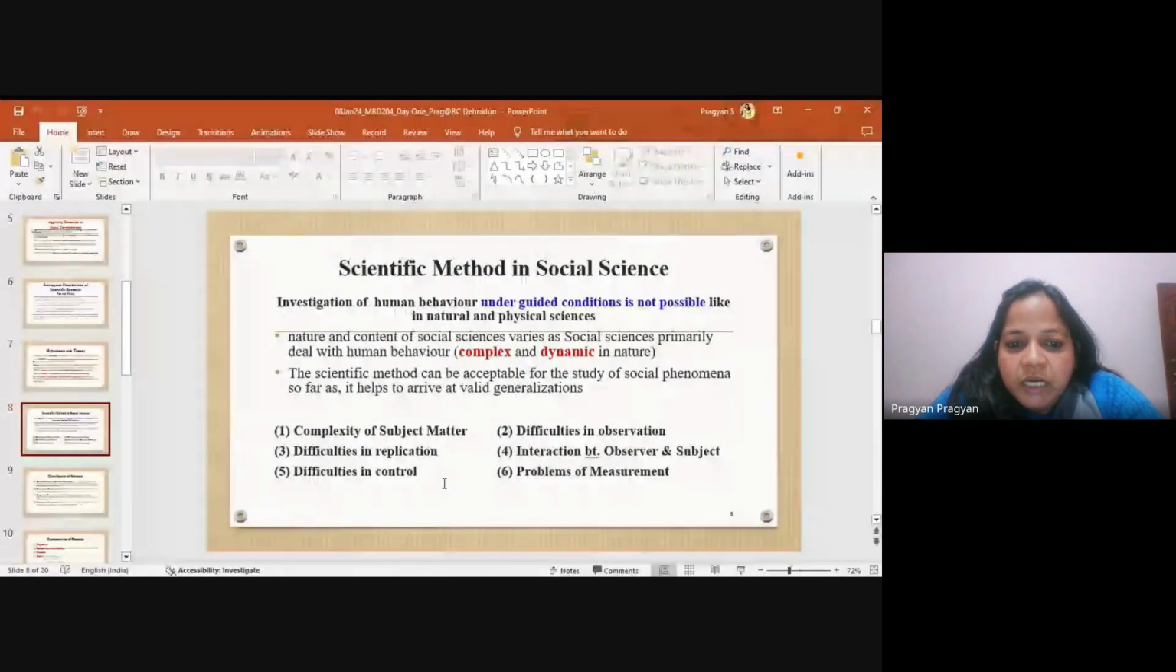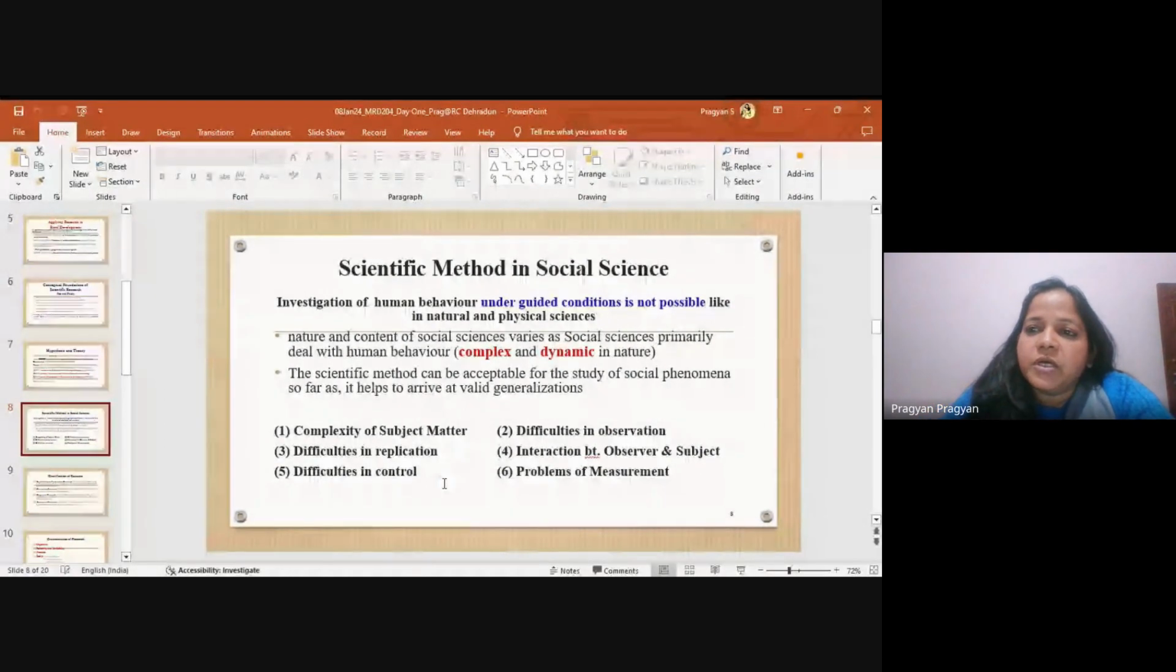Third is difficulties in replication. It is most common that sometimes those things are occurring in front of us, but later you can't replicate those particular situations. And even if you try to replicate that particular situation, the human response of a particular society can be completely changed from what was recorded in the previous observation. So this is another hurdle.